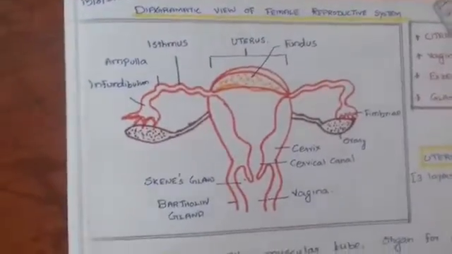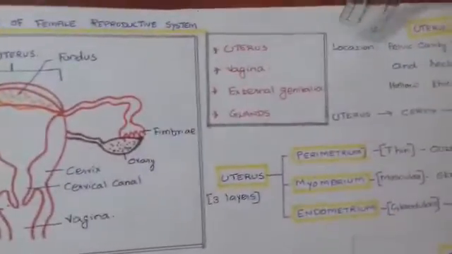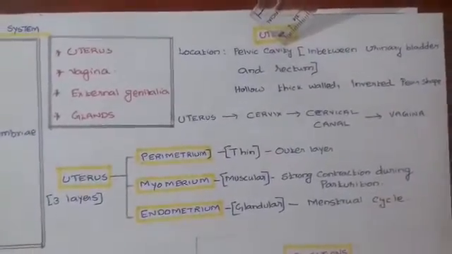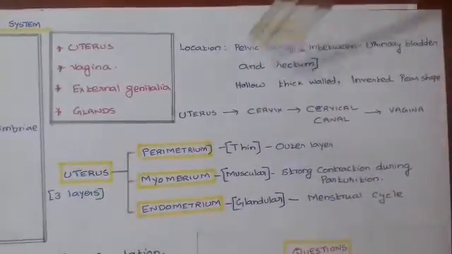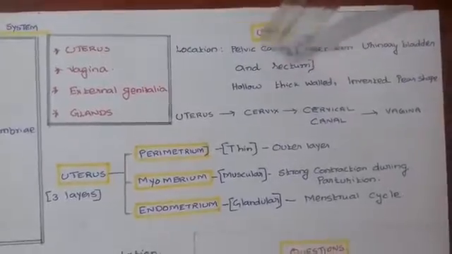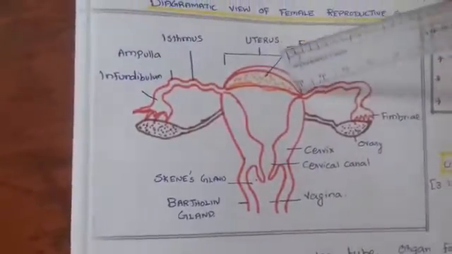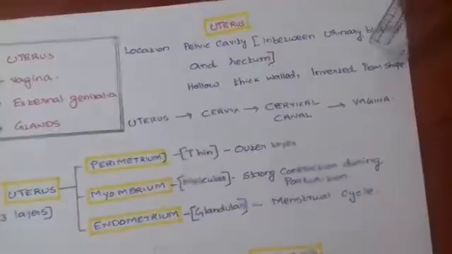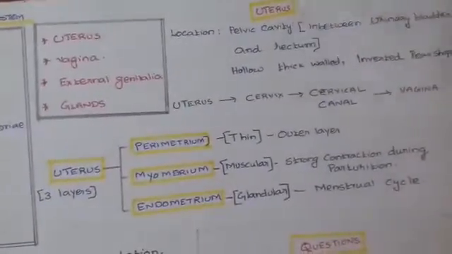First, the uterus. The uterus is located in the pelvic cavity, that means in between the urinary bladder and rectum. If you see the picture, this is the uterus. It is an inverted pear shape, and it is hollow and thick walled.